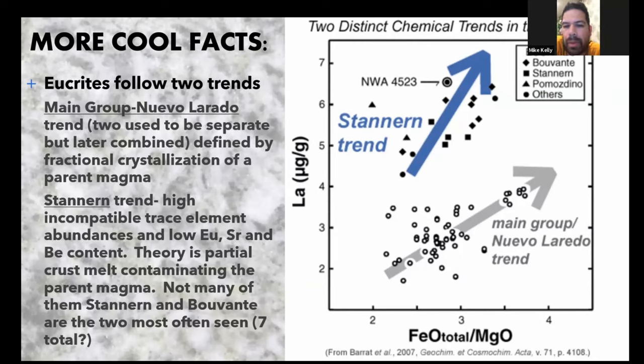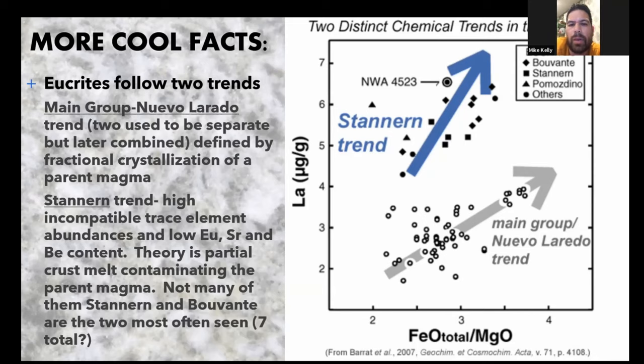And again, just like with those cumulates, not necessarily having a great way to show that they come from the same magma body as the non-cumulates, the Stannern trend eucrites, you can't make that composition out of the same magma that the main group formed from. What they think happened is that there were certain melt pockets within the deep crust of Vesta. As one of these tubes of magma came up towards the surface, it went through these other melt pockets and blended and mixed together with some of the material in those liquid pockets and introduced other rare earth elements into the mix. That's how you got these Stannern trends.